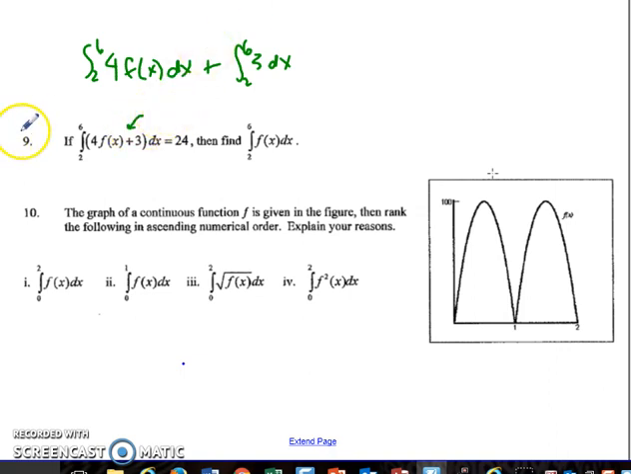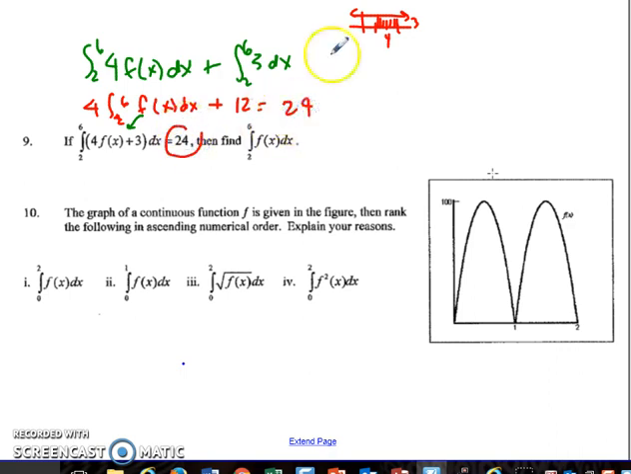And then on the left here, I can factor out a 4 like that. So that should say, by the way, 4 times the integral from 2 to 6 of f of x dx. Plus here, this is the function y equals 3 that we are integrating from 2 to 6. So it is the area of a rectangle. It is 4 wide and 3 high. So this is 12. And this is all equal to 24.